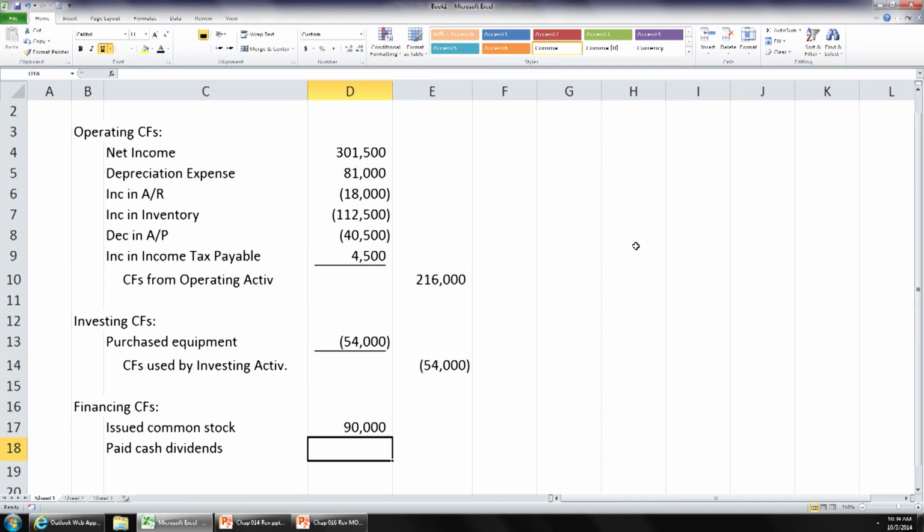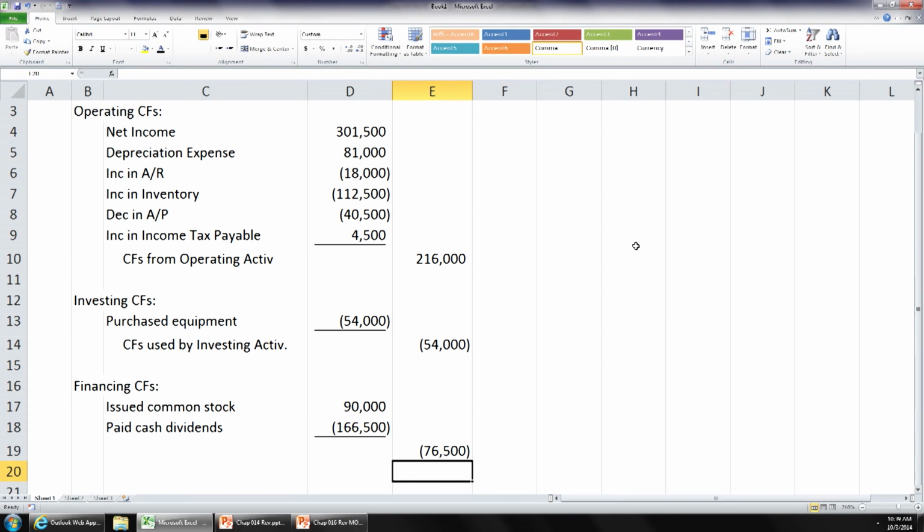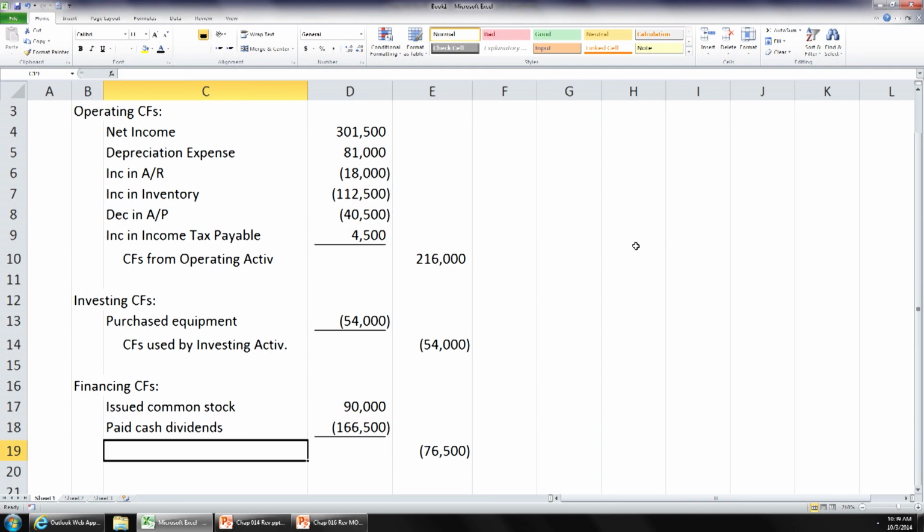Okay, paid cash dividends, inflow or outflow? Outflow, so that's negative. How much cash flowed out? $66,500. Okay. Now, let's add those two numbers. Is that what you got when you added them? Yep. Okay. So let's call that cash flows used by financing activities. You with me? Cool? Okay.